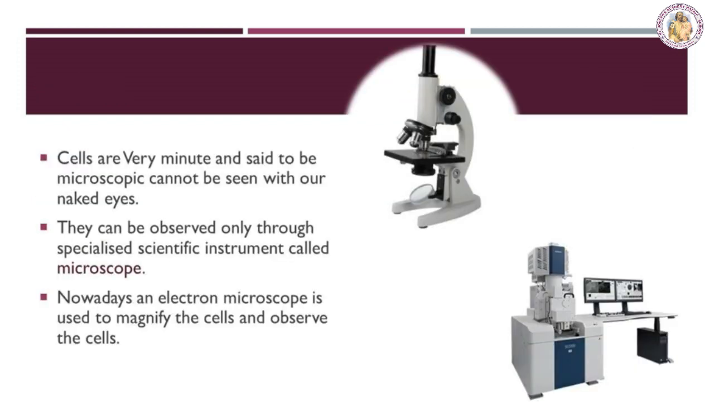Can you see a cell with your naked eye? Impossible. Cells are very minute and said to be microscopic; they cannot be seen with the naked eye. They can be observed only through a specialized scientific instrument called a microscope. Nowadays, an electron microscope is used to magnify and observe cells. The microscope is shown in the picture.